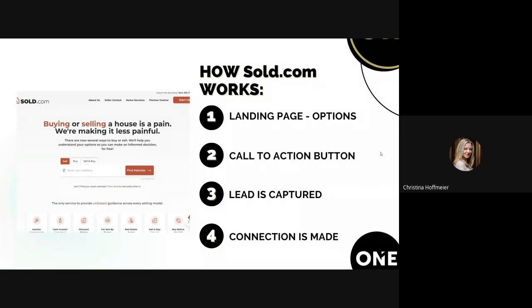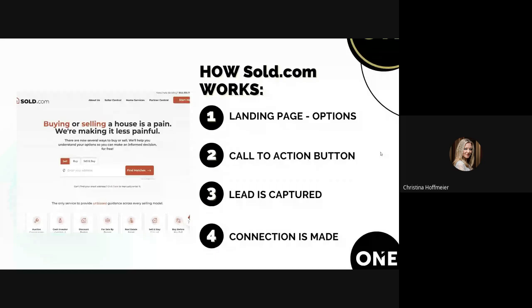So anytime you're working with any type of online leads, it's important to understand what the client is asking for. Whether it is sold.com, Realtor, Zillow, and there's thousands of online lead generation companies, your very first step before talking to that client should be to go to the landing page and see how they got to you, because that's going to help you understand what their need is, and that's going to help you serve them best.